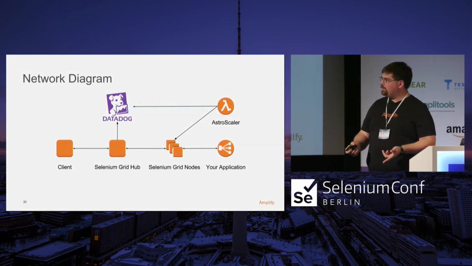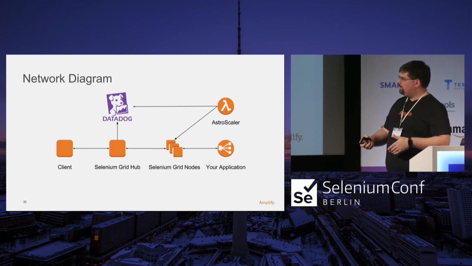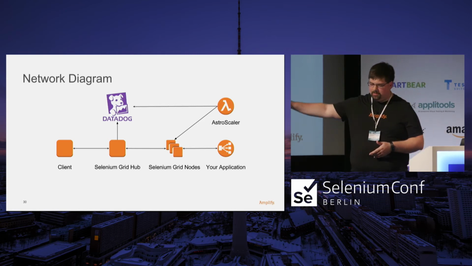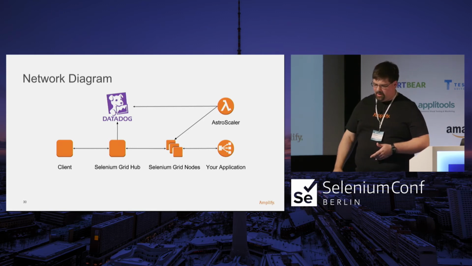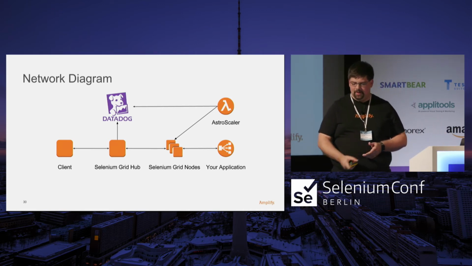So anyway, the network diagram has changed a little bit. We still have our client talking to our hub, talking to our nodes, talking to the application. What's changed is now our hub is talking to Datadog. It's sending out that queue length metric. We now have AstroScaler querying Datadog, trying to figure out, okay, do I need to add nodes? Do I need to remove nodes? And then it's actually doing it.